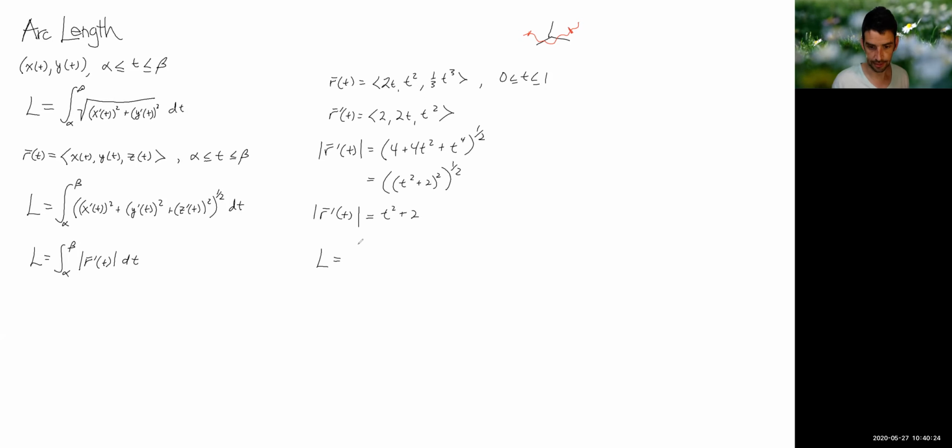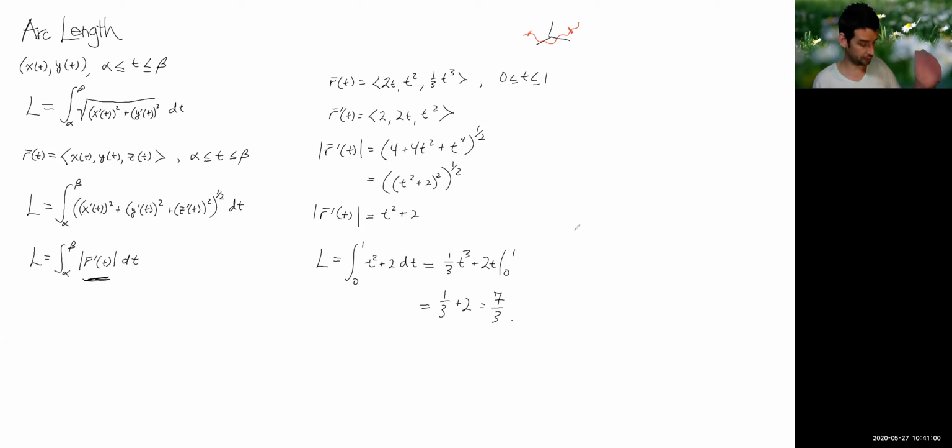So the length is going to be, let's see, our interval was 0 to 1. We're integrating over the magnitude of the derivative, which we just determined to be t squared plus 2 dt. And then this is a pretty simple antiderivative to take. And so we end up with 1/3 plus 2 or 7/3. Okay, so the length of whatever this curve looks like from 0 to 1 is given by the value 7/3. Okay, so far so good.